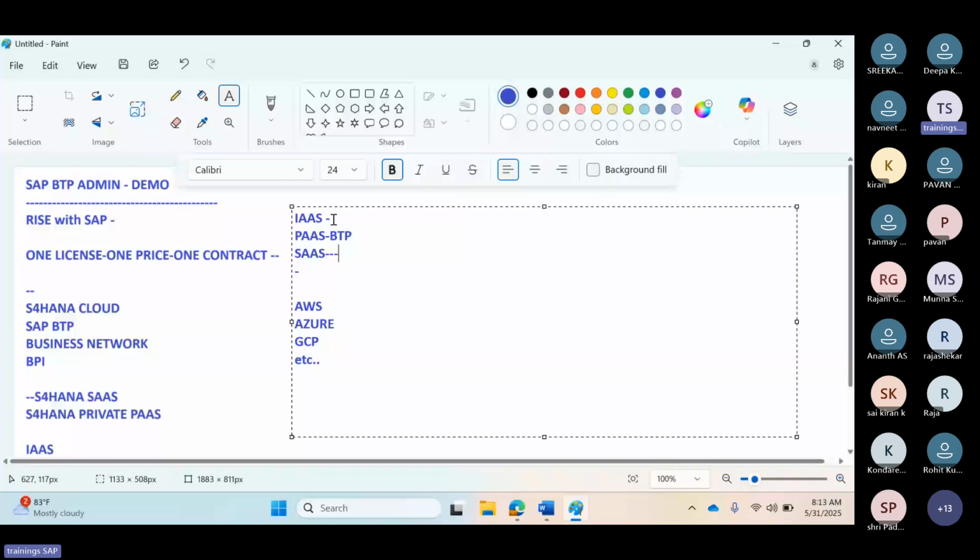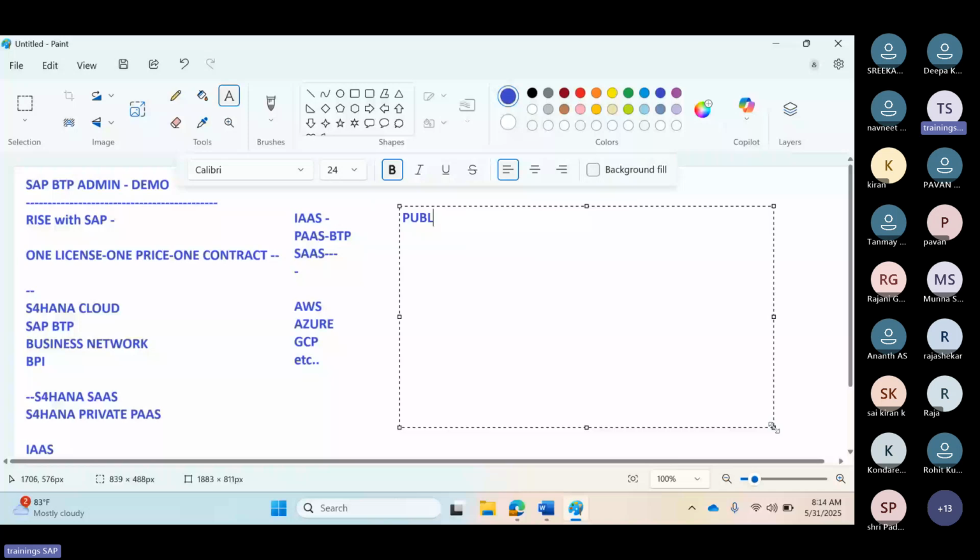For every model, infrastructure is required. That infrastructure will be provided by infrastructure providers like AWS, Azure, GCP, and some other cloud infrastructure providers. You should also understand what is meant by public cloud and private cloud, because these all come under BTP. So before that, we should understand the public cloud and private cloud models as well.